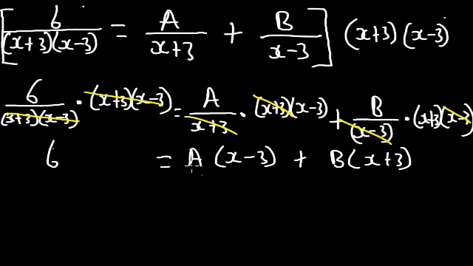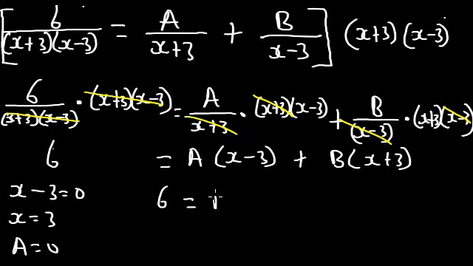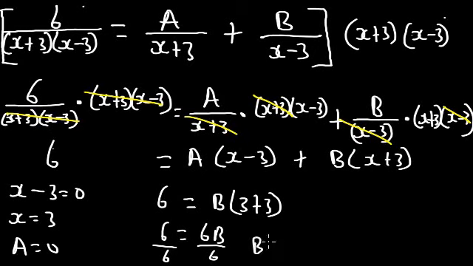So for me, I would like to make a 0 first. And to make a 0, this right here must be 0. And for this to be 0, I can just set x minus 3 equals 0. That means at x equals 3, a will be 0. And that's true. So next is just to set 6 equal to b multiplied by x plus 3, with x being 3, so 3 plus 3. And 6 will be equal to 6b. Dividing 6 by 6, b will eventually be 1.